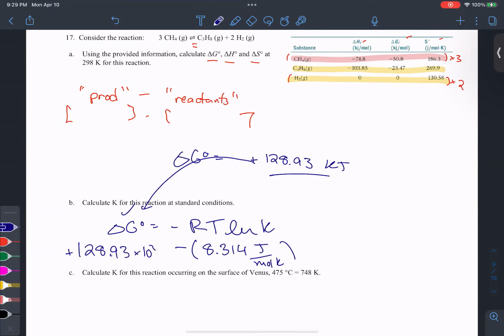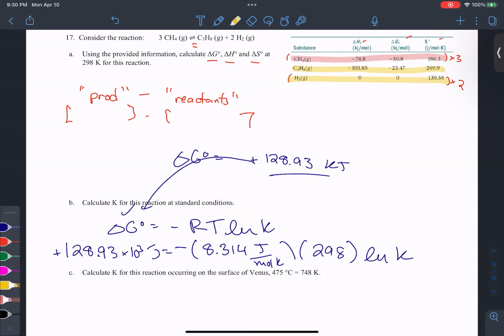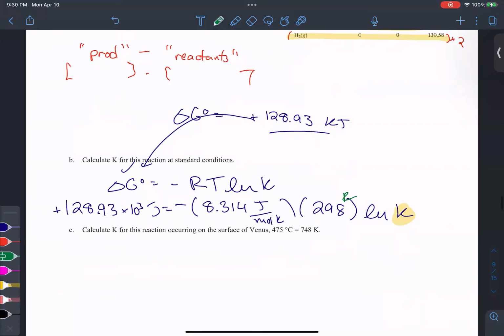So this has to be positive 128.93 times 10 to the 3 joules equals negative RT ln K. So then we have temperature 298 and then ln K, and then you just solve for K. Since this delta G value was calculated from table values, which are at standard conditions, meaning 298 Kelvin, that's why we have 298 Kelvin in this equation, because it changes a little bit for the next question. I told you it's at standard conditions, which implies 298 Kelvin.